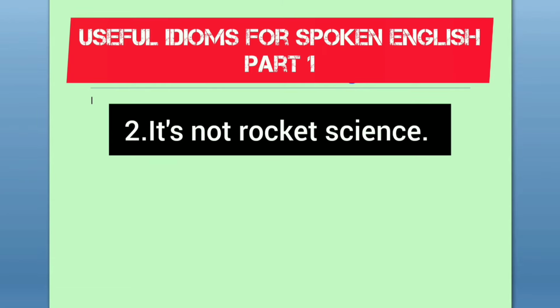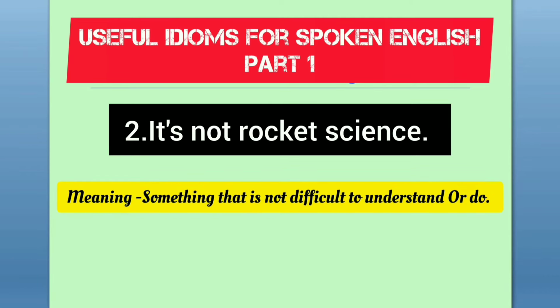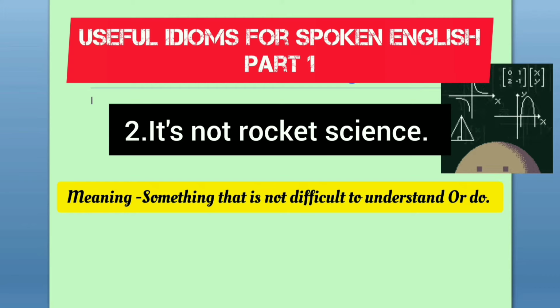That is on your screen. That is, it's not rocket science. Okay, so I'm quite sure you must be wondering what's the meaning of this. It's not rocket science. This idiom means something that is not difficult to understand or do. Something which is more or less easy is called it's not rocket science. So let's see how to use this.